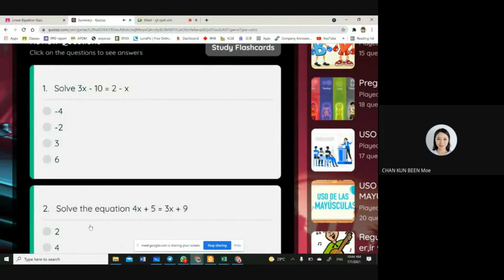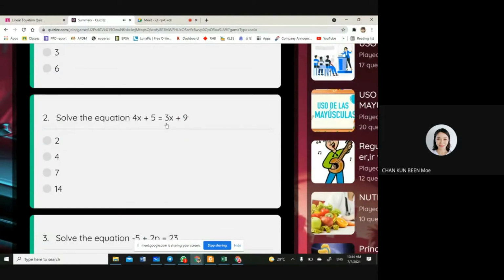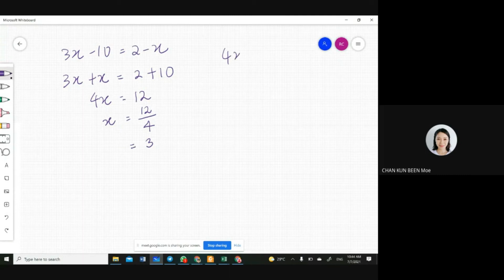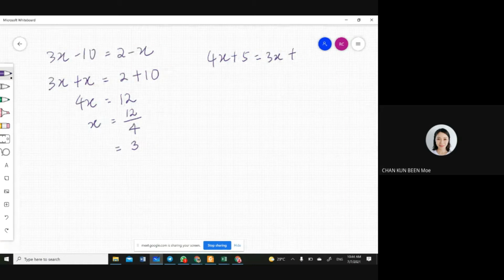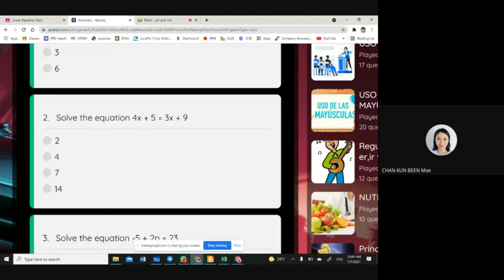Okay, next question. Solve 4x plus 5 equal to 3x plus 9. So 4x plus 5 equal to 3x plus 9. Again, you group the x together. Right. So it will be 4x minus 3x equal to 9 minus 5. 4x minus 3x is 1x. So we just write down the x is equal to 4. Therefore, we have the answer of 4 here.